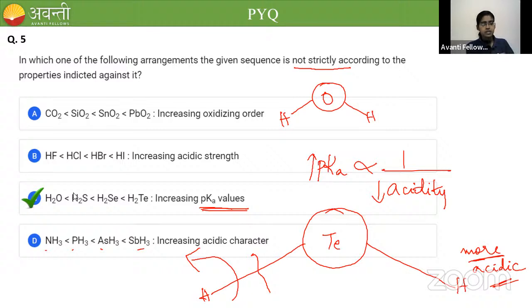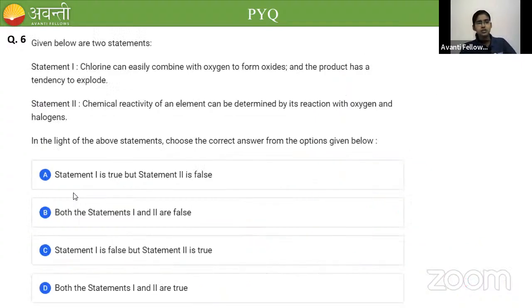Now moving on to question number 6. Two statements are again given to you. Chlorine can easily combine with oxygen to form oxides, and the product has a tendency to explode. Chlorine can easily combine with oxygen to form oxides. Yes, that is correct. Chlorine and oxygen form Cl2O7, Cl2O, ClO. So many compounds are possible. Both of them can combine and form the oxide.